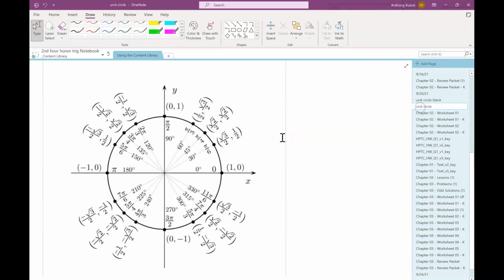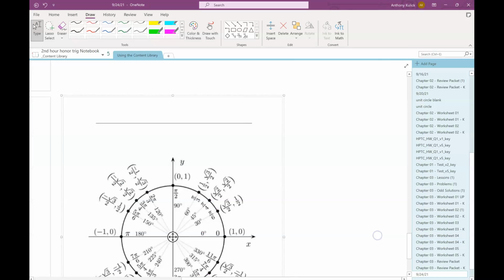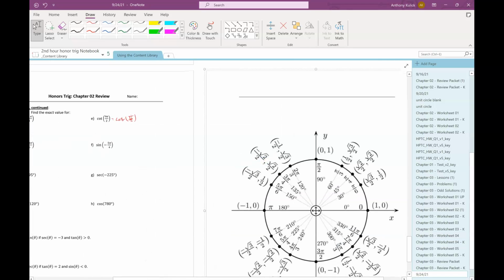So I'll go to my unit circle. Actually, we'll just copy it and drop it into the same document. I know that cotangent is x over y. So I find pi over 2. The x is 0 and the y is 1. So I have 0 over 1, which is just 0. And I'm done. Is that okay?